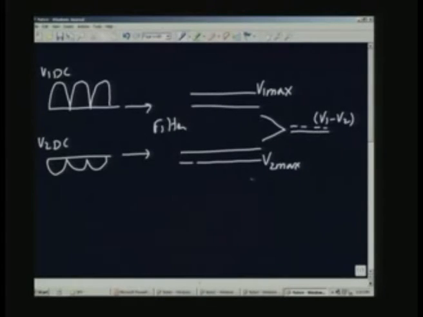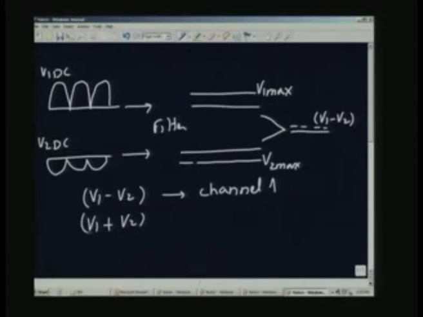I can also have another channel through which I calculate the V1 plus V2. So, we have V1 minus V2 in one channel, V1 plus V2 I can have in another channel, and then take the ratio. It is called the ratio amplifier. You can take the ratio of the two signals.